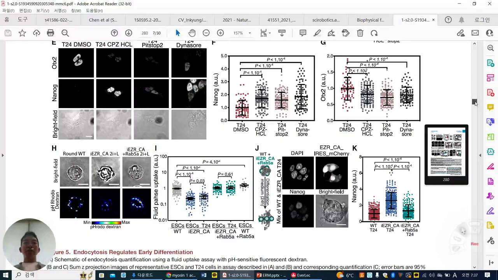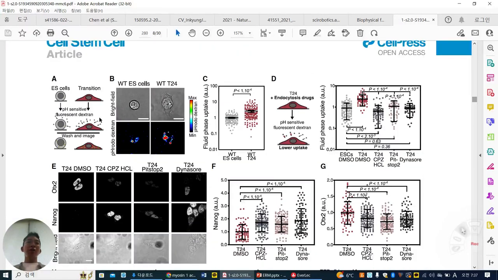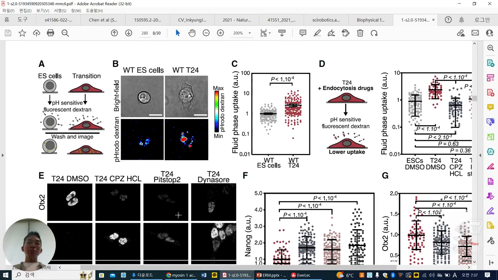Maybe as your almost last figure. So here, now they are treating pH-sensitive dextran. They want to know, okay, membrane tension is a key, and how membrane tension decrease can make cell differentiation better. From the literature survey, they already found out that when membrane tension decreases and ROA decreases, a lot of endocytosis can happen.